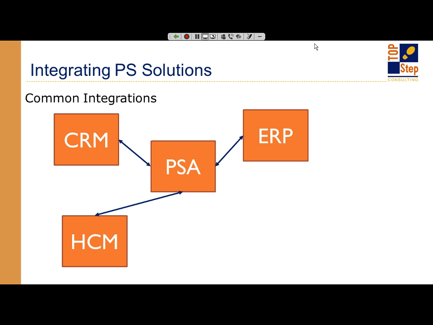So the HCM, because it's a people system, instead of the CRM being an opportunity and project system and the ERP being an accounting and finance system, the HCM is a people system. And since your PSA has to deal with people and the need for subcontractors, integration with an HCM system is also quite common. Now, other ones that we've seen, and these are more like data imports or data exports, but technically those are still integrations.